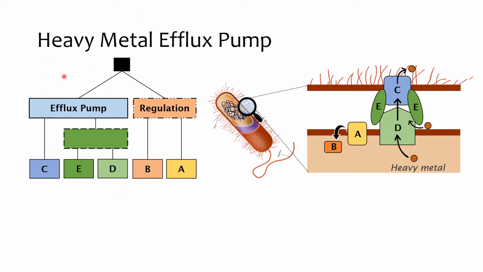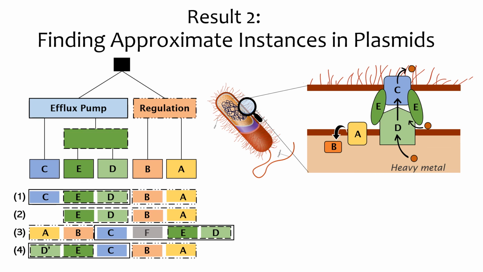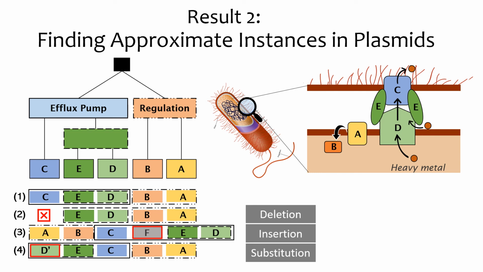The picture tree of this gene cluster was used as a query and rerun against all the plasmids in our dataset. This time, in order to increase sensitivity, deletions, insertions, and substitutions were allowed. Exact instances of the query were detected in plasmids, as well as 3 variants. One variant had a gene deletion, another variant had an insertion of a gene, and the last variant had a substitution of a gene by another gene.